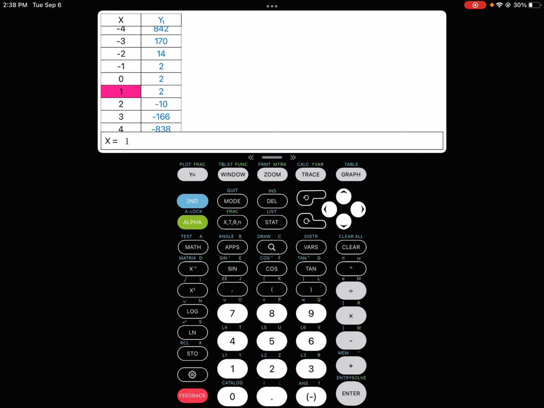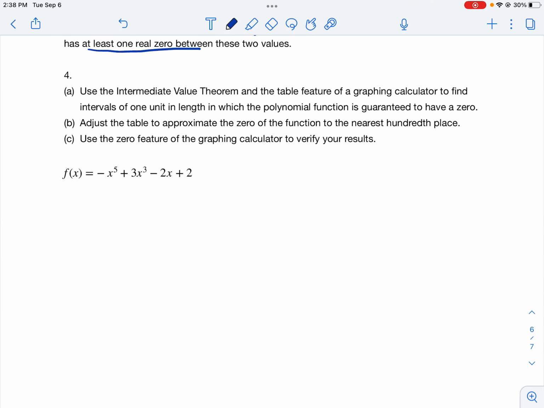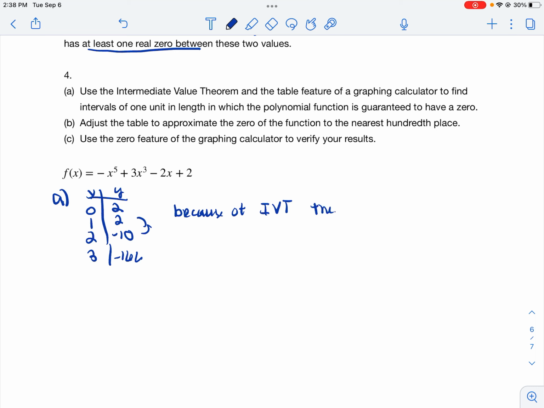Then that's part A, okay? So that's all I got to say for part A. So for A here, I make my table: 0 is 2, 1 is 2, 2 is negative 10, 3 is negative 166. So this is where I switch. So because of the intermediate value theorem, there must be a 0 on the interval from 1 to 2.